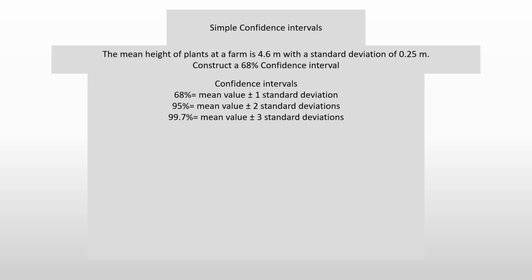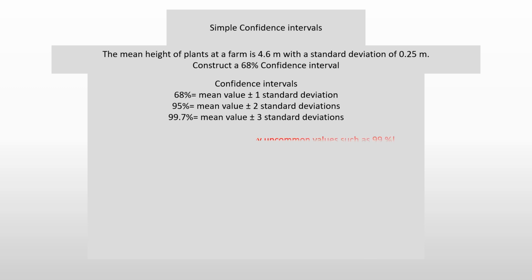The third common one is 99.7% confidence interval. The formula is simply mean value plus or minus 3 standard deviations. So these are the three numbers you have to memorize: 68, 95, and 99.7. It's mean plus or minus 1, 2, and 3 standard deviations respectively. That's why I'm calling this a simple problem.